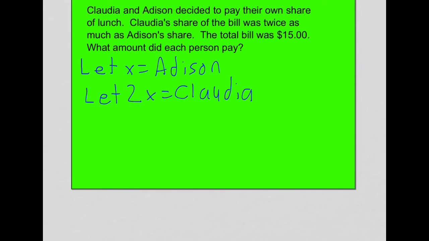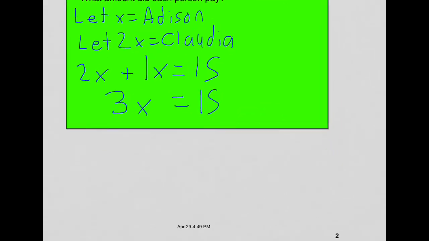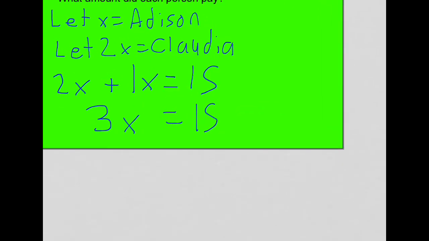Now let's construct a math equation out of this. It says in the problem that their total bill was $15. So we have to take the amount that each person paid and add that up. So let's add up 2x for Claudia plus x for Addison. And we can think of that x as a 1x. And when we add those up, that gives us the amount of $15. Now if I have 2x's and I have 1x, that's a total of 3x. And that equals 15. What that means is 3 multiplied by a number equals 15.